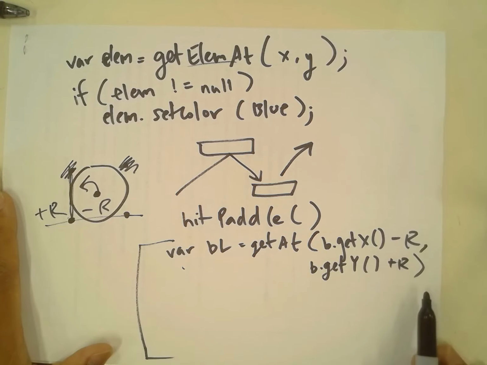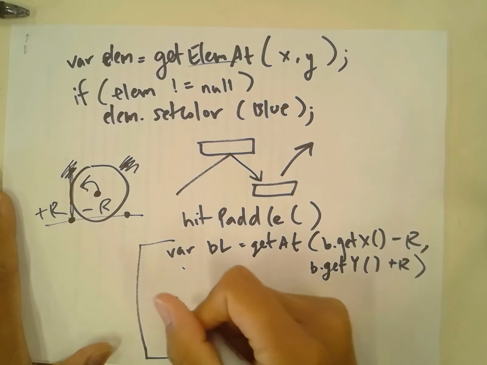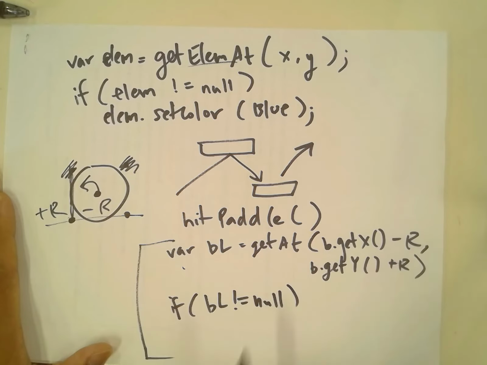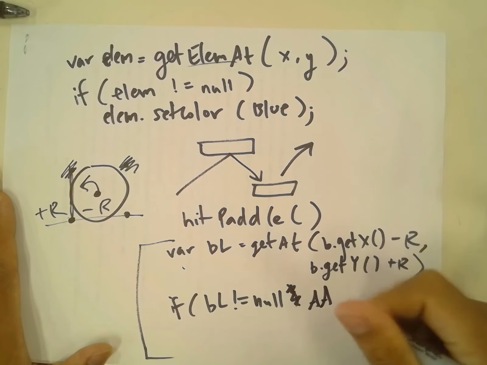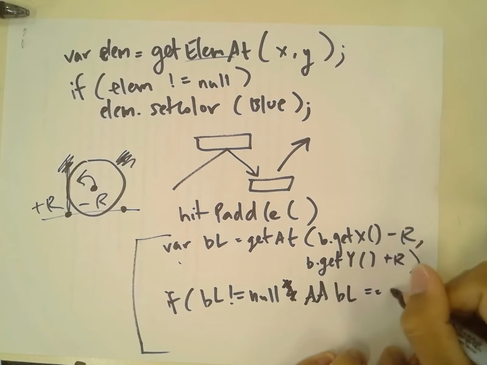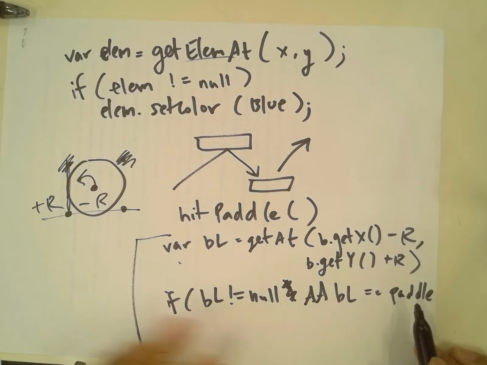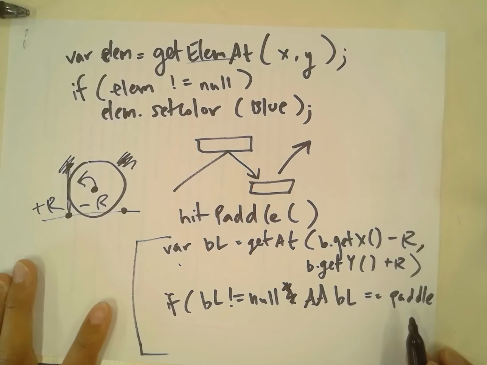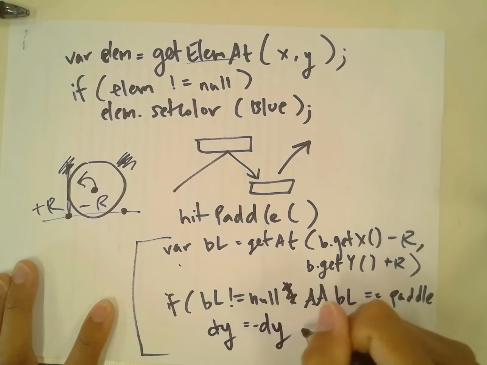You're going to do the same thing for bottomRight as well, but I'm not going to show it. And you're going to have an if statement here. So of course we need to check if bottomLeft is not equal to null, and we've got to check if it's the paddle, so bottomLeft is equal to paddle. Of course, paddle is the variable that contains your paddle. So if it's not equal to null and it's equal to paddle, which means it's not a brick, definitely the paddle, then we want to say dy is equal to negative dy, so we can bounce.